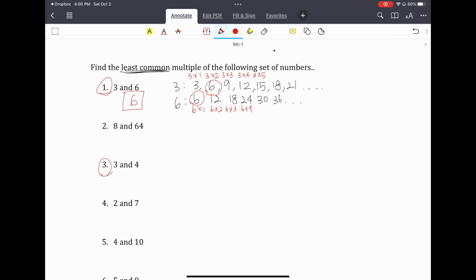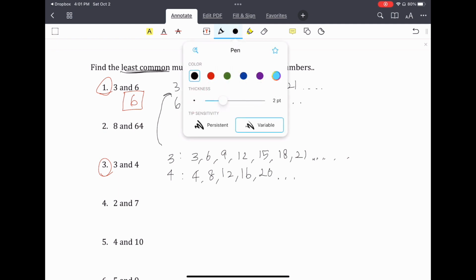Now we're going to do the same thing for number 3. It says 3 and 4. So I'm going to find the multiples of this. The multiples of 3, we already did above: 3, 6, 9, 12, 15, 18, 21. If you don't find any common multiple between these two, you have to keep going until you find it. Now 4 is just 4, 8, 12, 16, 20, and then on and on.